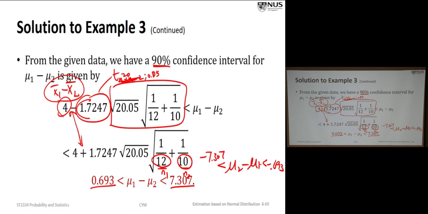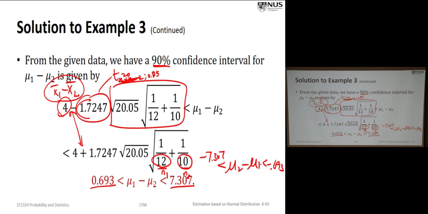All right. Now one more thing. This interval, based on one sample, does this interval cover 0? It does not cover 0. Right? It's between 0.693 and 7.307. It does not cover 0. So what does it mean? Based on this sample, or the way that we construct this confidence interval, we are quite confident that mu may not be 0, because this interval does not cover 0.